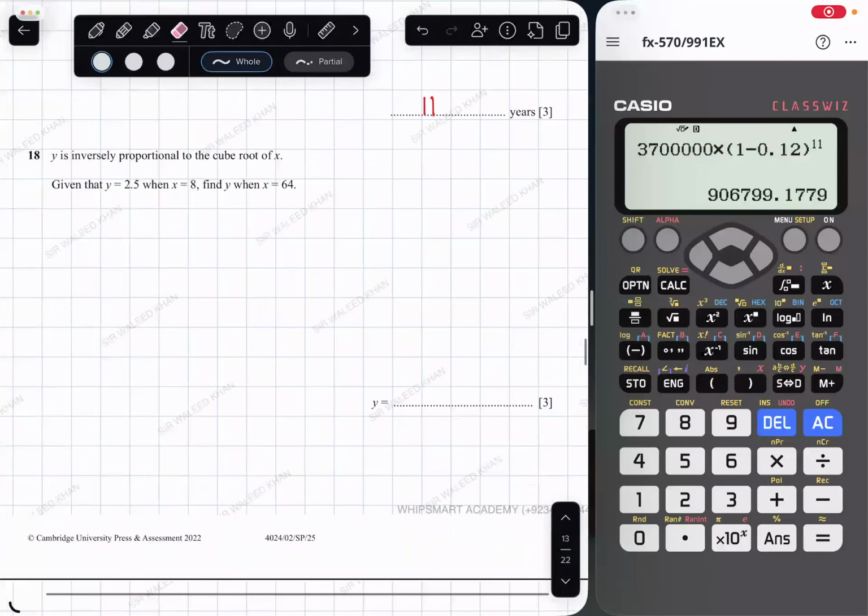Okay? Now, question number 18. We have y is inversely proportional to the cube root of x.